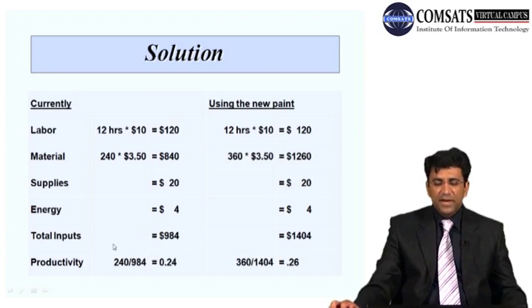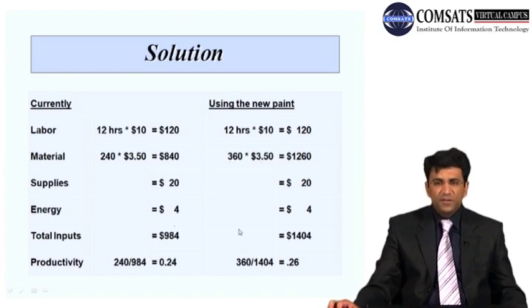Now as I told you that 240 is our output, so productivity is equal to output over input. We have calculated input by taking into account all of these factors. So before the use of new paint, its productivity will be 0.24.